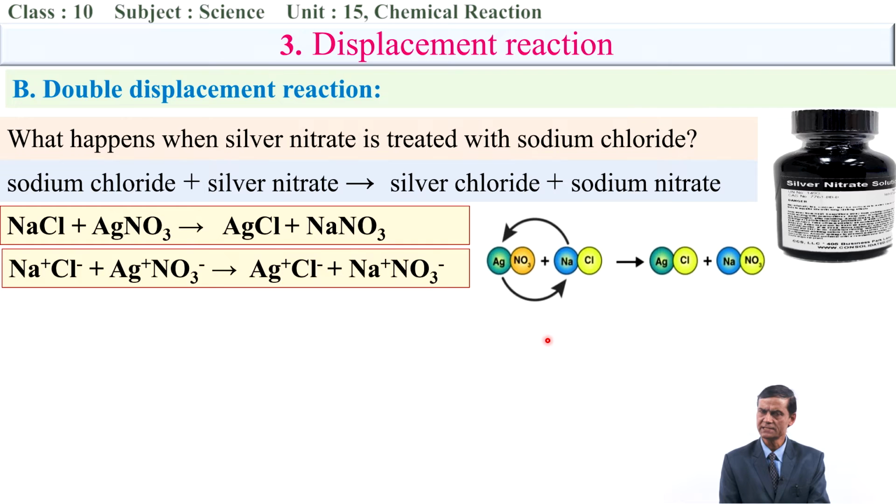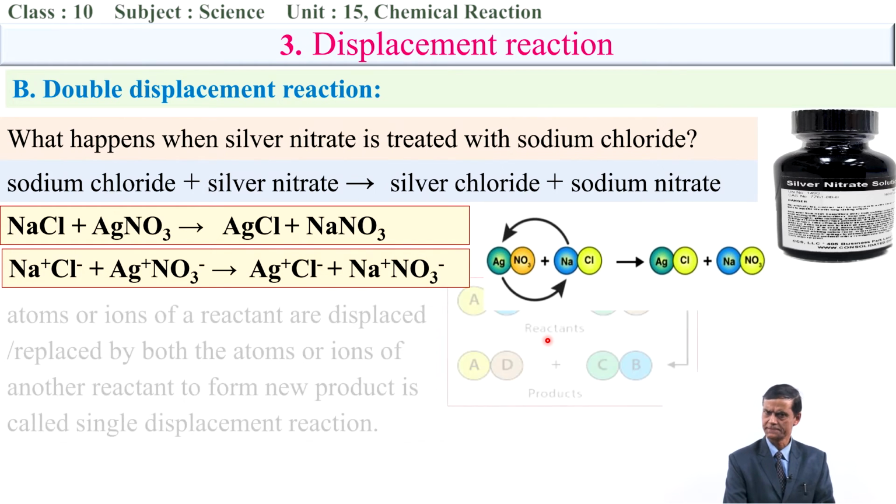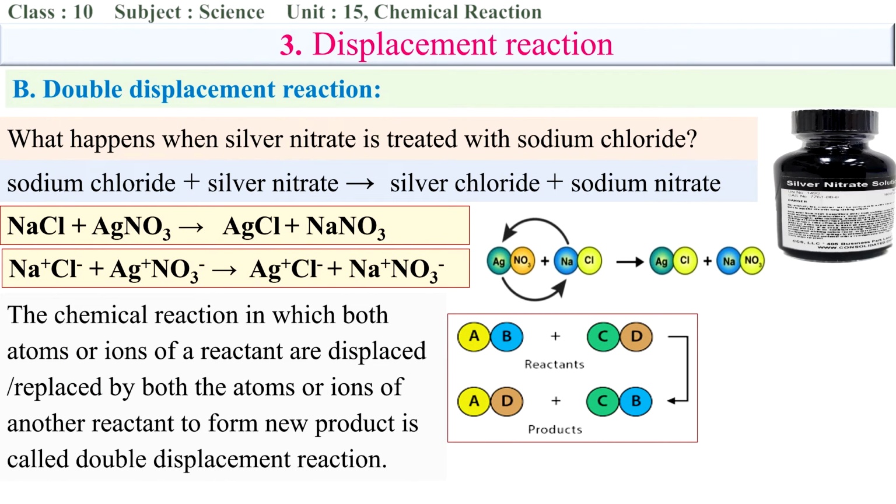Yes, which ion is displaced? We can express it: the chemical reaction in which both the atoms or ions of a reactant are displaced or replaced by both the atoms or ions of another reactant to form new products. Such a type of reaction is called a double displacement reaction. This can also be represented like this: AB and CD are exchanged. Instead of AB, there is AD. Instead of CD, there is CB. Yes, the reactants and products are like this.